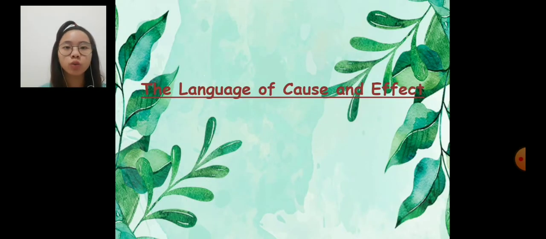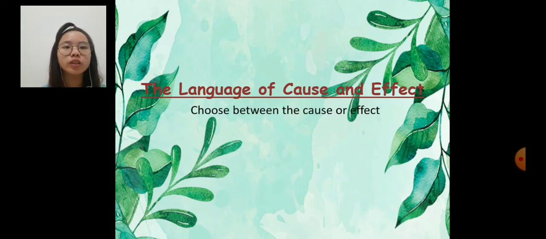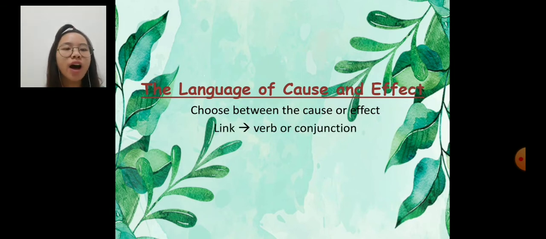Here's the first one, the language of cause and effect. First, how we determine the sentence that contains cause and effect is we must choose or emphasize between the cause or the effect. And then we should link both sentences into one, so it becomes cause and effect, using a verb or conjunction. The difference is when we use a verb, it is like a general case, but for a conjunction, we emphasize a specific situation.